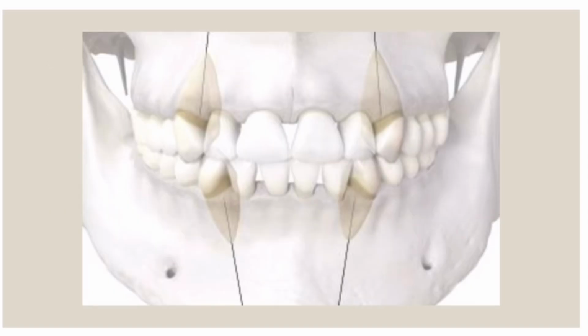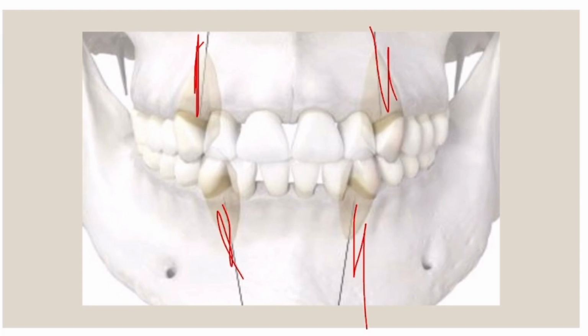Now here we can see the canine is in the third position. As I already told you, there are 2 in the maxilla and 2 in the mandible, and it has the longest root and only one cusp.